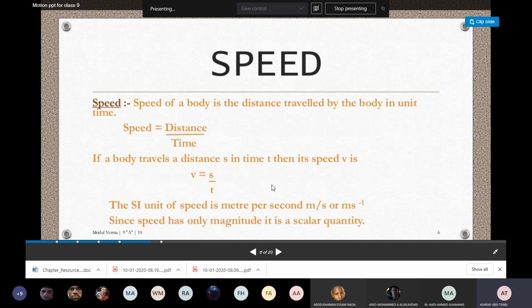Okay, the SI unit of the speed is meter per second. You know what meter per second is. Why is it meter per second, guys? Because distance is in meters and time is in seconds. So the SI unit of speed will be meters per second, or m s^-1, it's the same. Since speed has only magnitude, it is a scalar quantity and not a vector quantity.